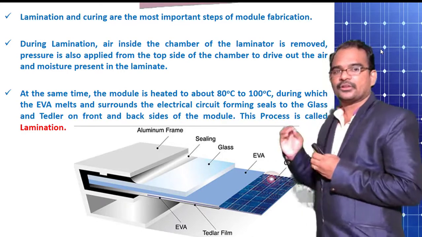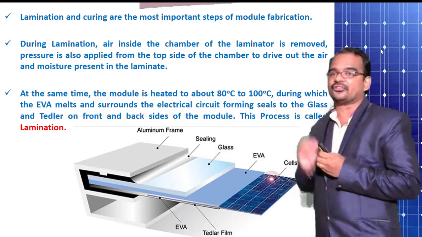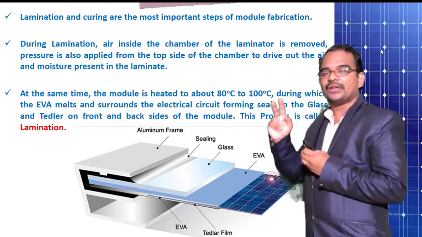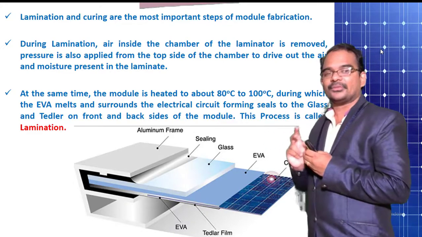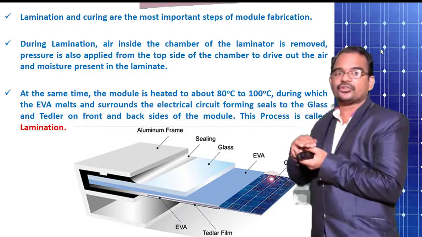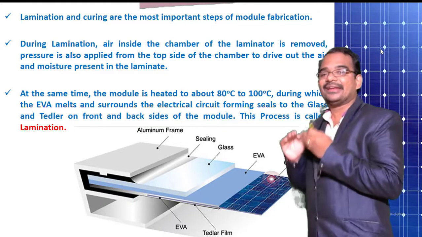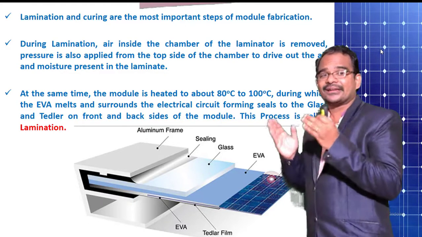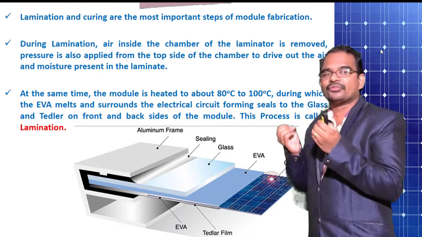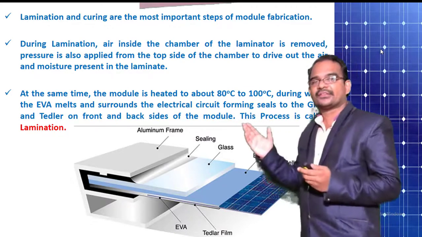Right. The first important step of module fabrication is lamination. In this lamination, we will do two things. The first thing is we will remove the air and moisture from the laminate. The second thing is we will heat this solar module combination to around 80 to 100 degrees centigrade, so that the ethyl vinyl acetate melts and surrounds the electrical circuit, forming seals to the glass and Tedlar on the front as well as on the back sides of the module, and we call this process lamination.